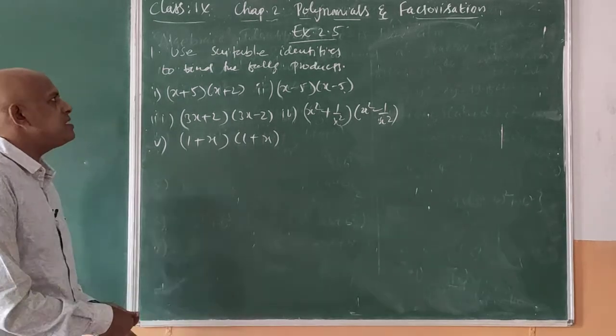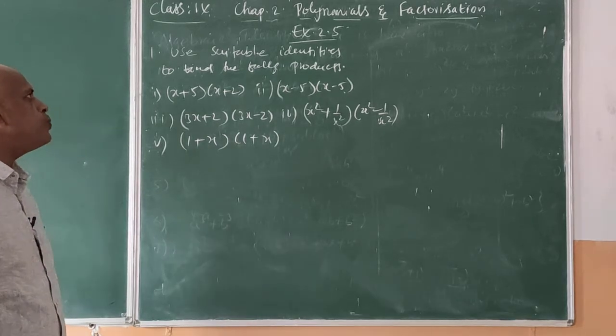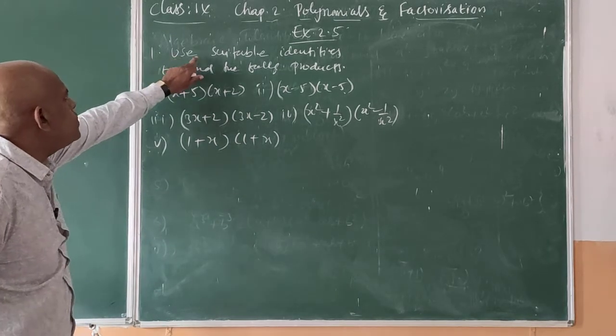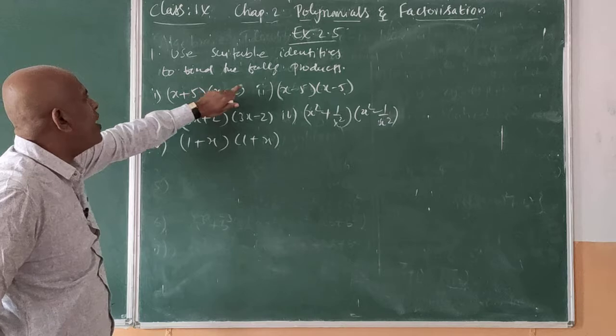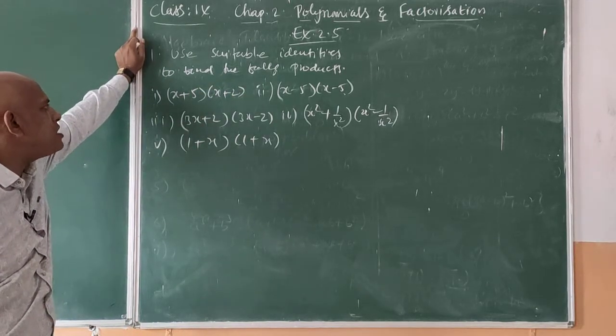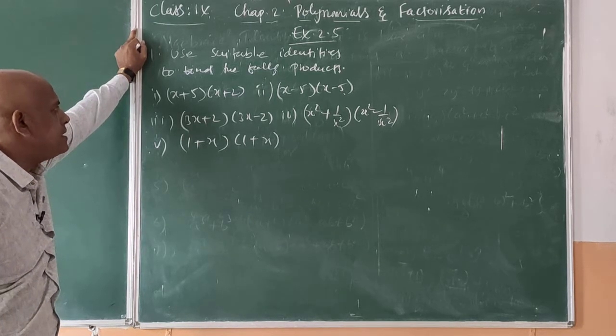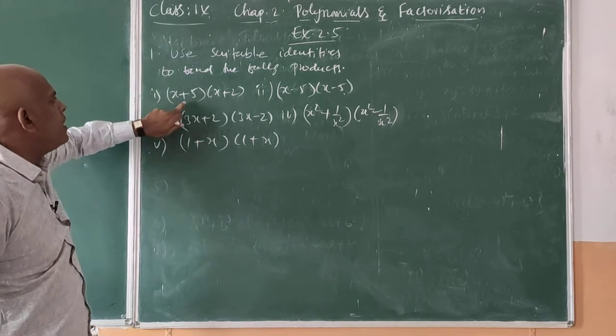Okay, children, now based on the algebraic identities, we are going to solve the problems in exercise 2.5. Here, first we use suitable identities to find the following products. Suitable identity means appropriate. So, based on the problem, we have to use the suitable identities. So, here x plus 5.